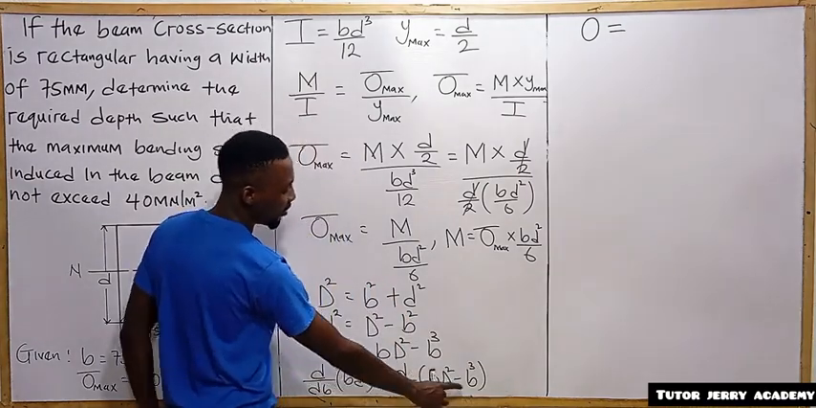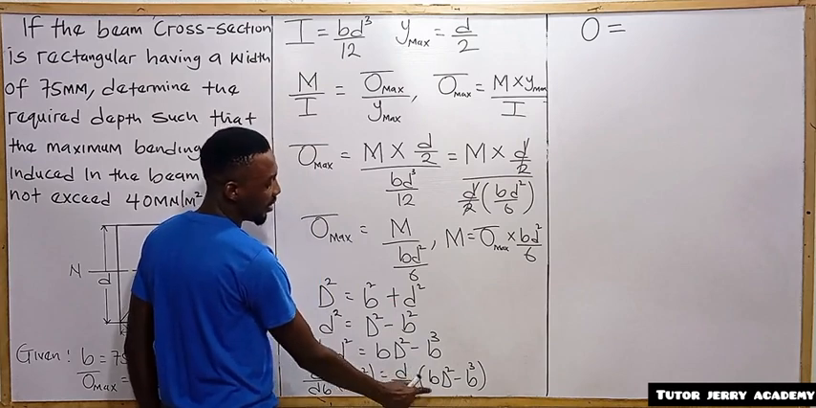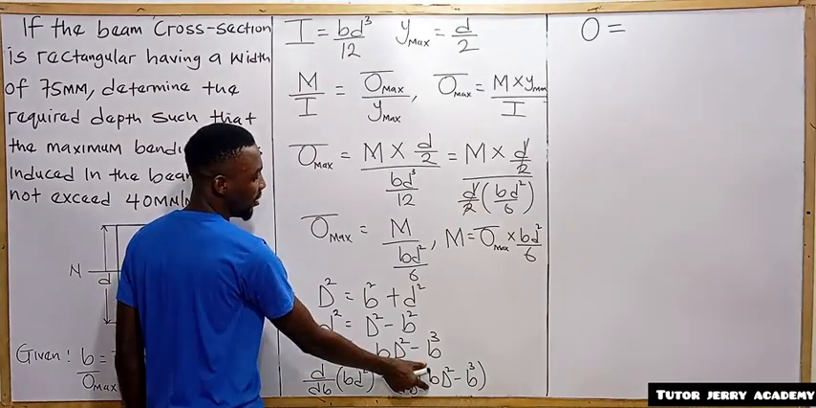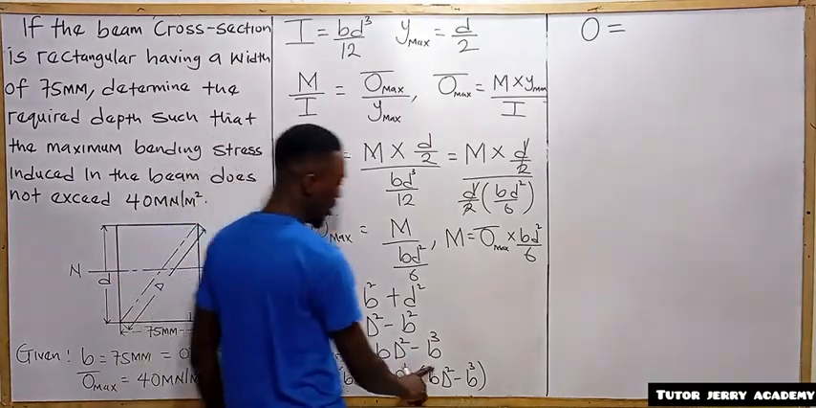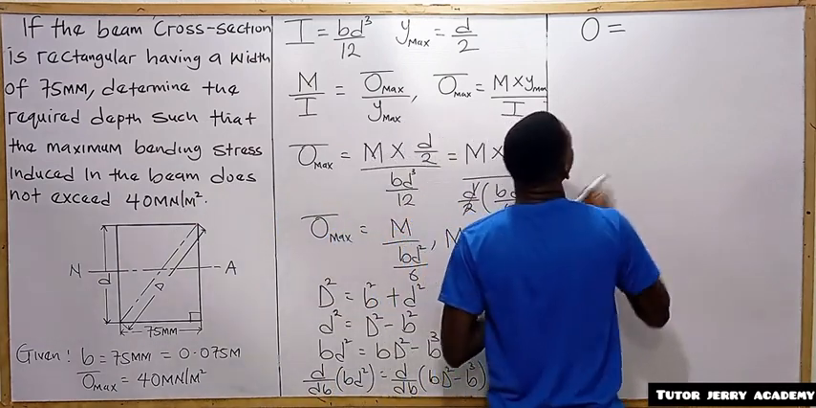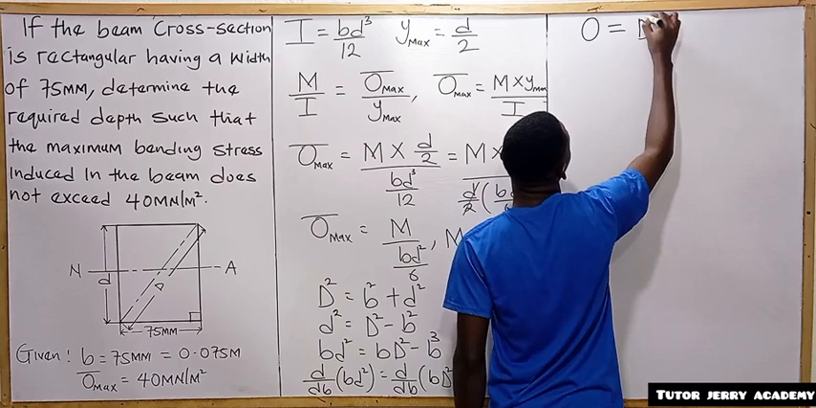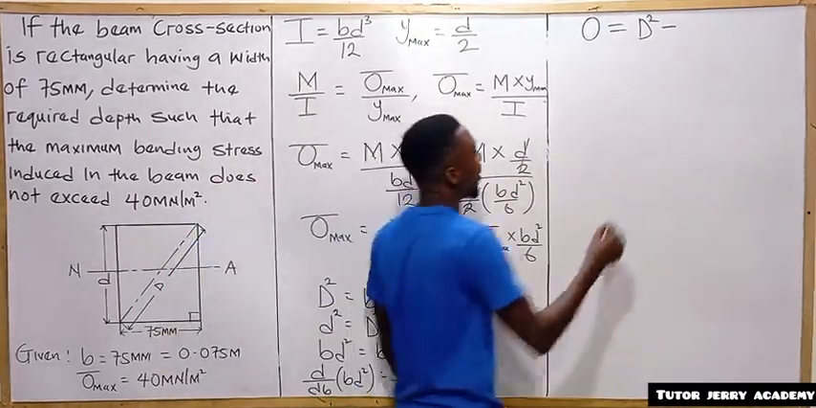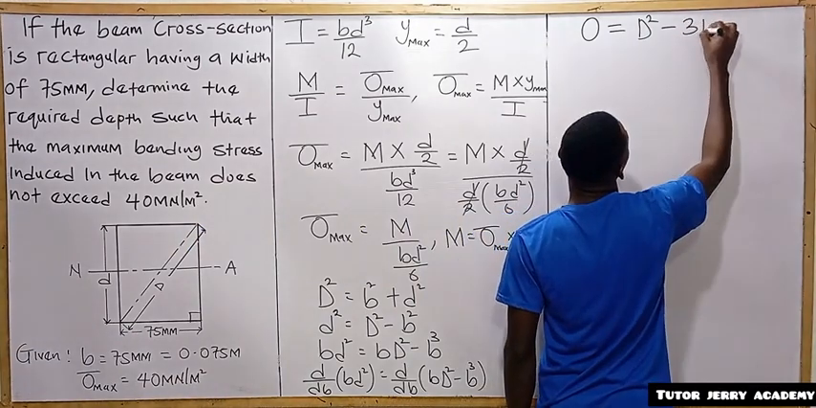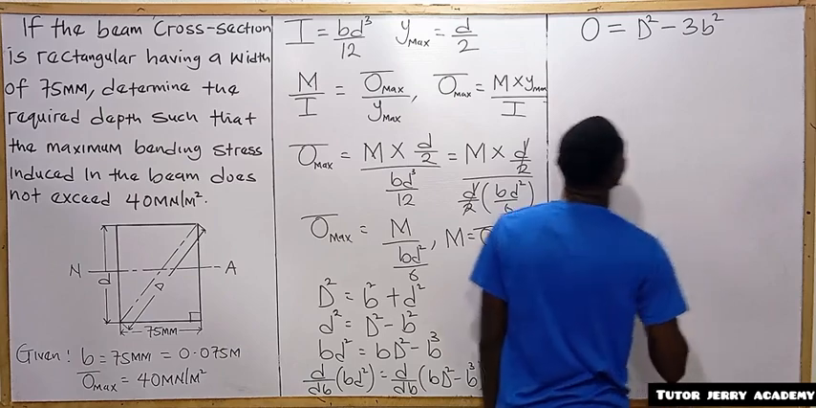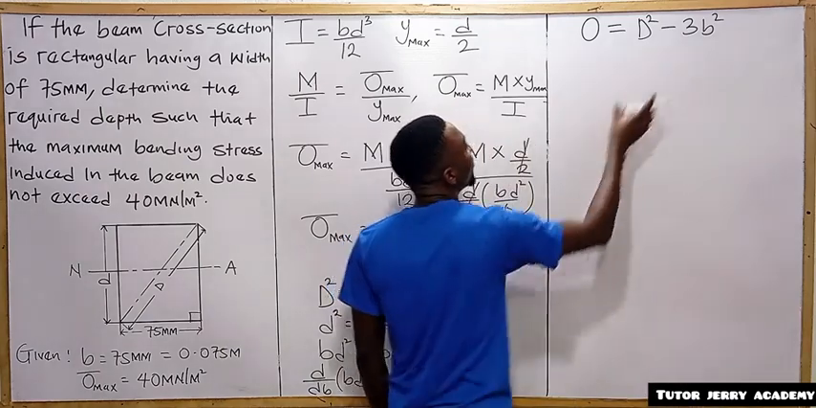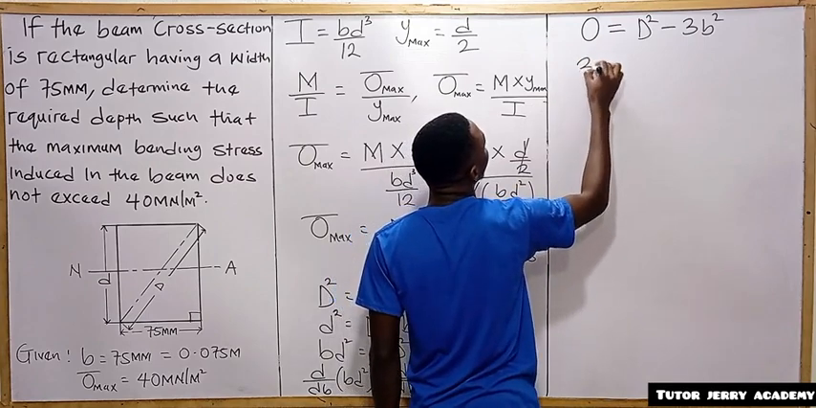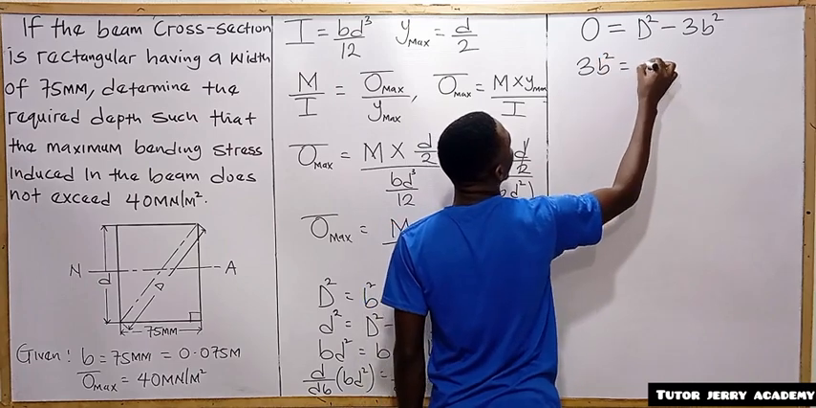All right. So now this is what we are going to differentiate here. If we differentiate this, our d squared here will be our constant. If we differentiate b with respect to b, that is 1. So 1 multiplied by this, we are going to have d squared minus, if we differentiate b to the power of 3, we are going to have 3b squared. All right. So if we bring this to the other side, we are going to have 3b squared equals what?